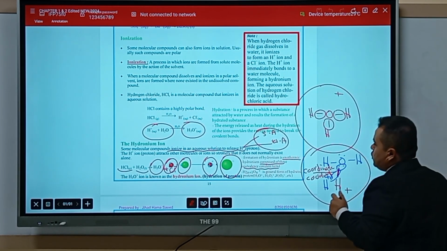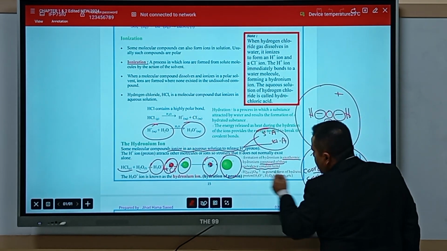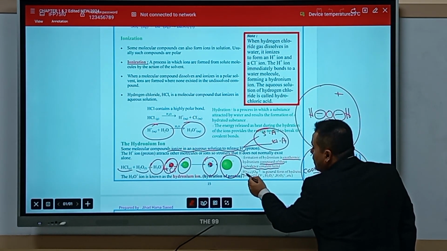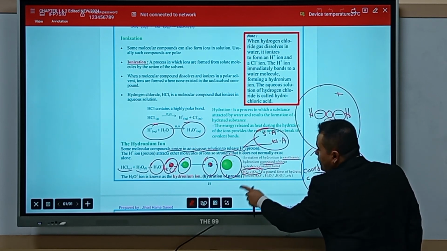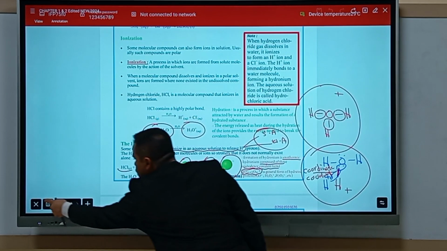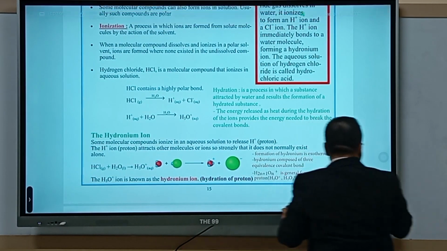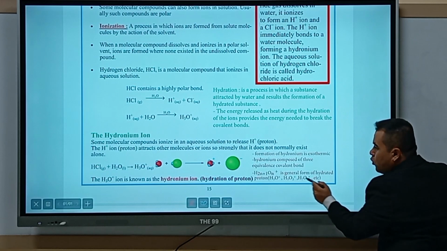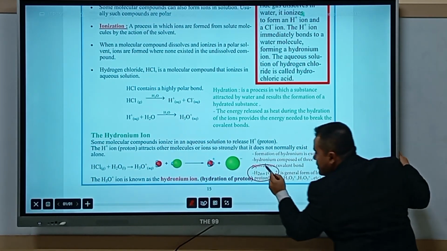The third piece of information is the hydrated proton. The structure of the hydrated proton is given here. How do we know the structure of the hydrated proton, guys? The hydrated proton follows this structure.